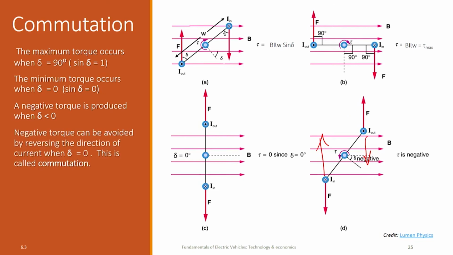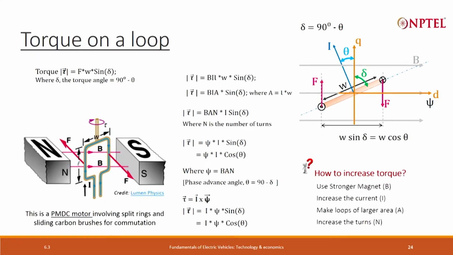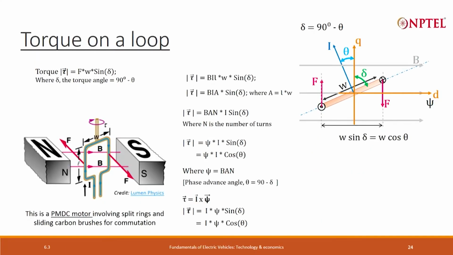This reversal of current is called commutation, and the kind of motor that I showed you in the previous slide, again let me refer back to the picture. Yeah, this kind of motor is called a PMDC motor. The magnets are static and the loop is rotating. So the stator has the magnets and the rotor has the windings.